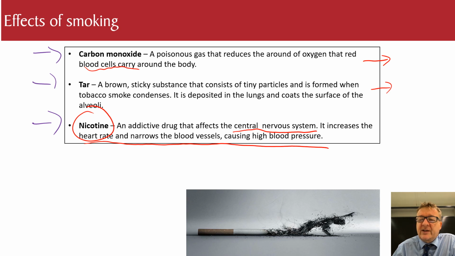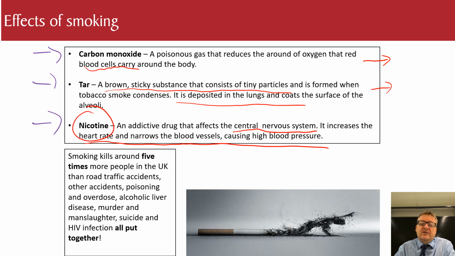If you think about it, if you're a smoker it's like getting some tar, the black stuff off the road, and putting it in your lungs. It's almost the same thing, obviously on a much, much smaller scale. It's a brown, sticky substance made of particles, and it deposits in the lungs and coats the surface of the alveoli. So it's a bit like breathing in vaporized tar.